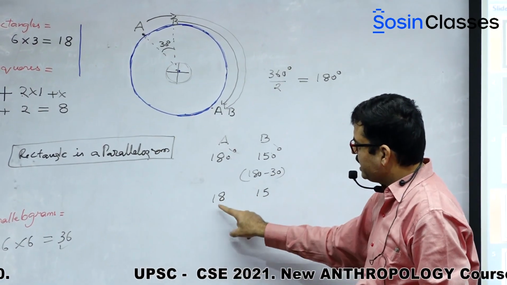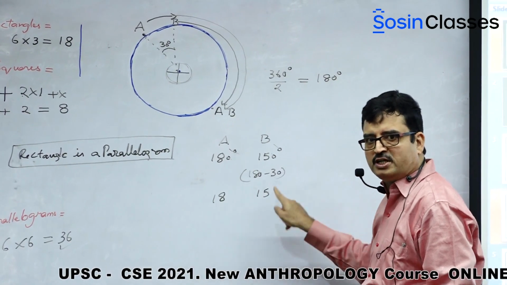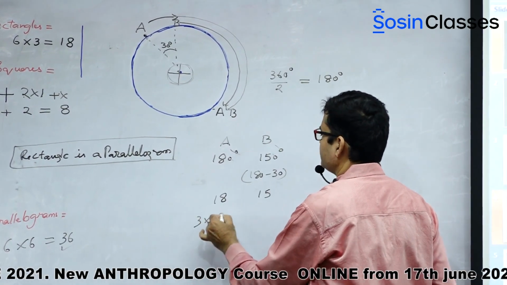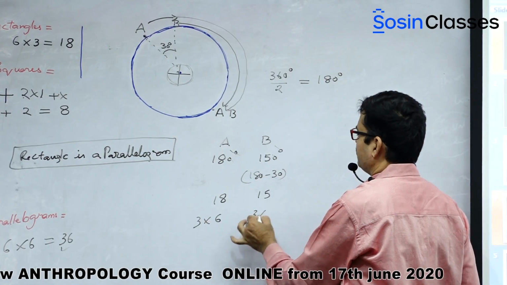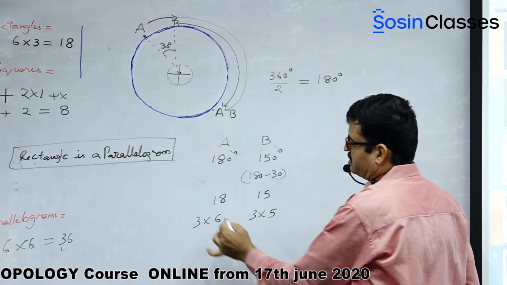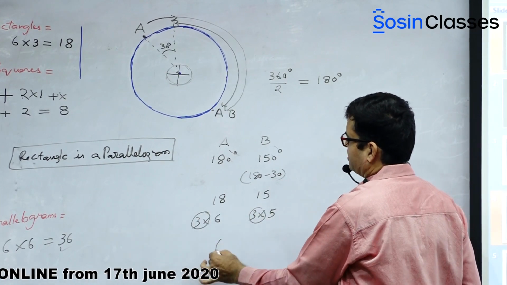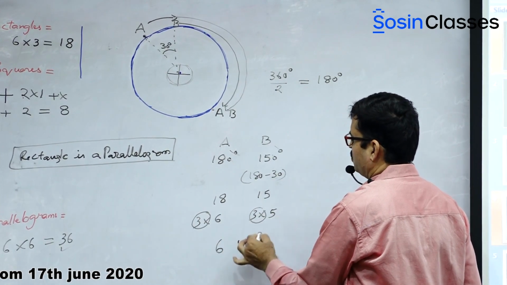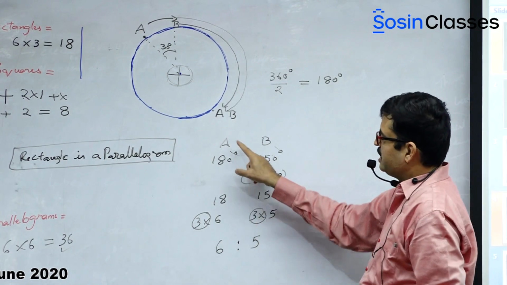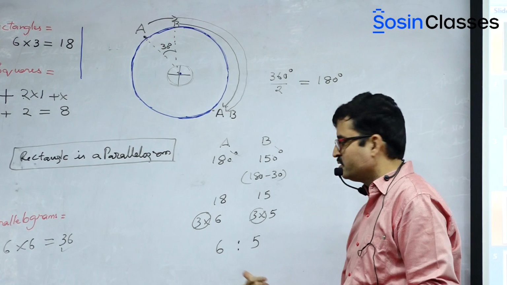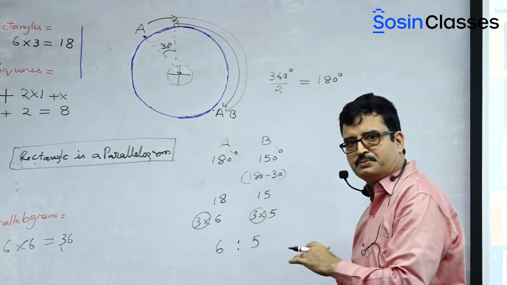Okay, we know that 18 is divisible by 3, 15 is also divisible by 3. So can I say like this? 3 6s are 18, 3 5s are 15, 3 is a constant in both the cases. So let us ignore that. Now can I say like this? 6 is to 5. So if A's speed is 6 parts, B's speed is 5 parts. So 6 is to 5. So this is the meaning of ratio.